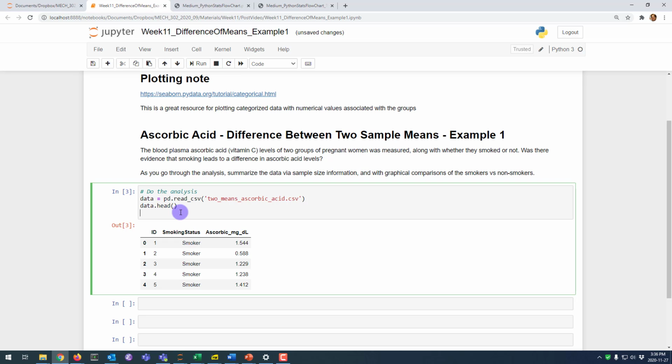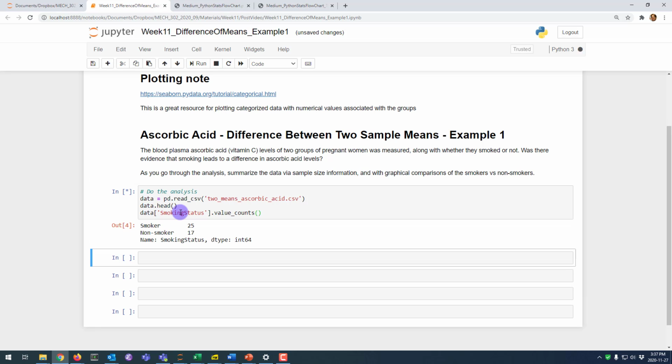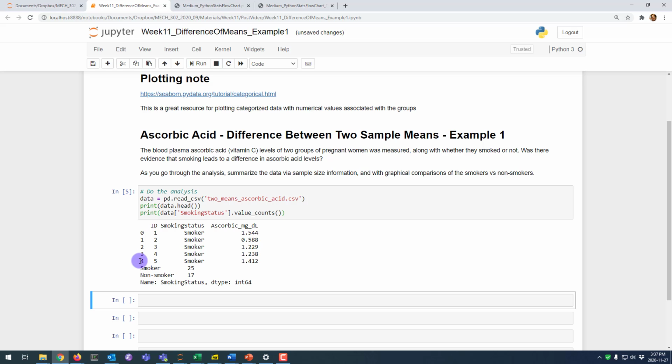Of course, that doesn't tell us too much, so we might want to know just how many smokers there are and so on. So for that, we would use the smoking status, and we would say value counts. And that'll tell us that we have 25 smokers and 17 non-smokers. Perfect. And again, if we want to make everything output in one block, we use that print convention. There we go. So what kind of information do we have here?